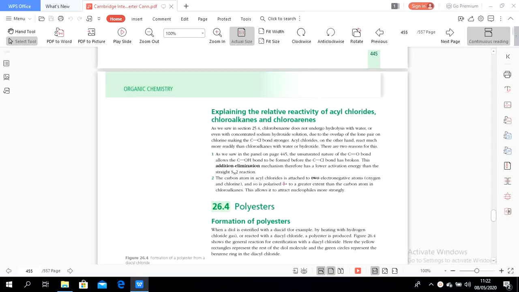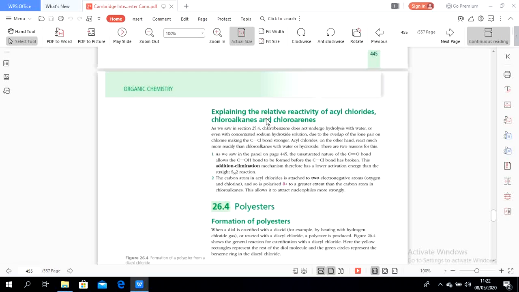Right now I'm going to explain the last part of the carboxylic acid and derivative chapter. The last is about the relative reactivity of acyl chlorides, chloroalkanes, and chloroarenes. Acyl chloride is the derivative of carboxylic acid, chloroalkanes are part of halogenoalkanes, and chloroarenes is chlorobenzene. As we saw in the previous section, chlorobenzene does not undergo hydrolysis with water even with concentrated sodium hydroxide solution because of the overlap of the pi bonding system.